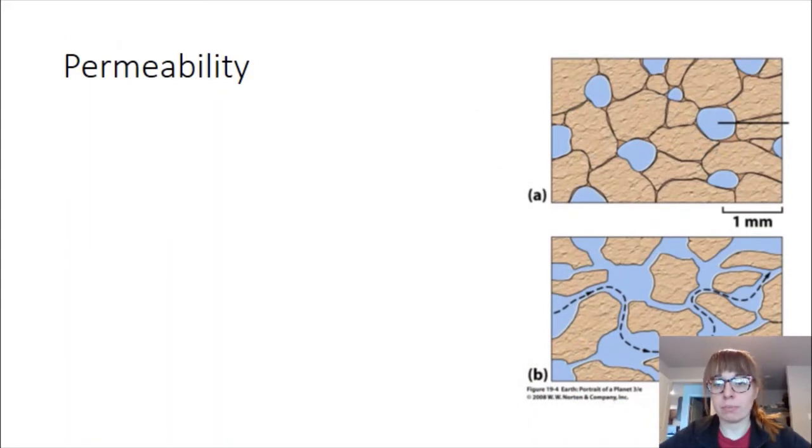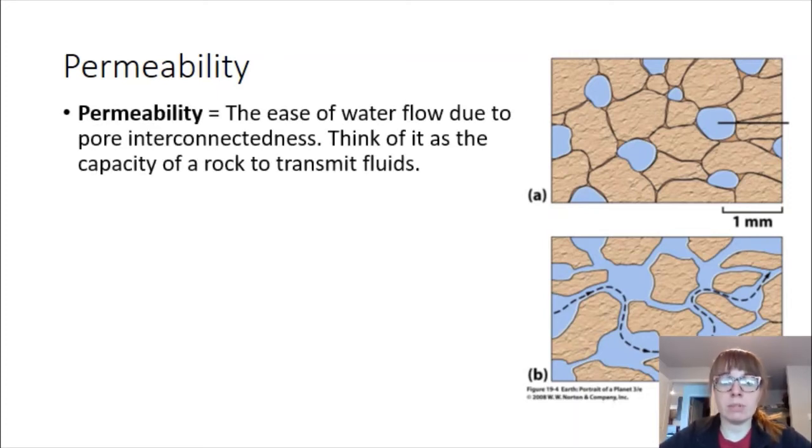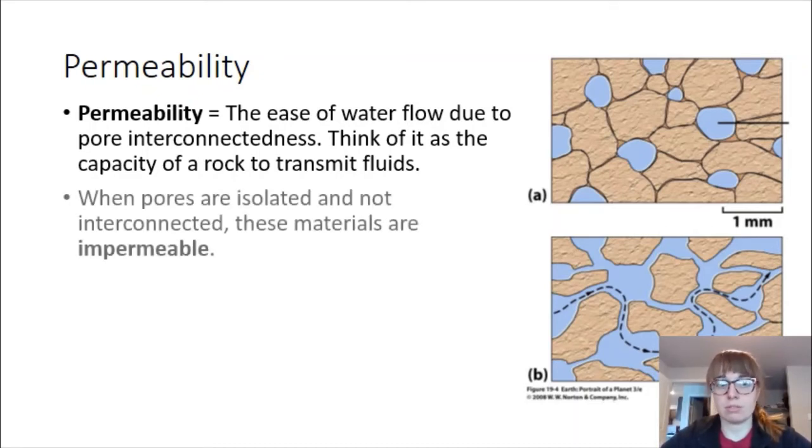So the first physical property that's important for groundwater amount and flow is porosity, and the second physical property is permeability. And so permeability is just the ease of water to flow, and it's related to how interconnected the pores are. So you can think of this as the capacity or the ability of a rock to transmit fluids. So you can have something with totally isolated pores that are not interconnected at all, which is probably how we all feel right now sitting at home, not being very interconnected and isolated, right? Those materials are called impermeable. They're not able to transmit water very well at all.